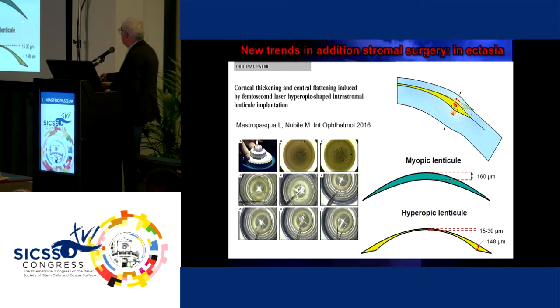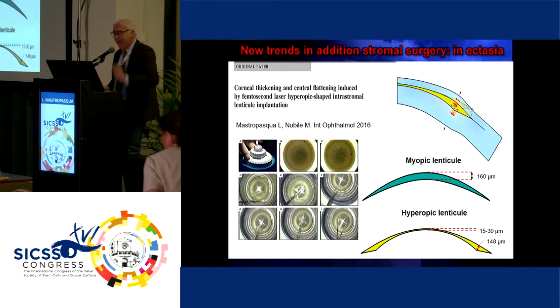Why? Because in ectasia we need two aims. First is corneal thickening. The second is central flattening. We need both contemporaneously to restore the problem of the cornea in keratoconus. If we put this, it's useless because we have an increase of curvature. We have thickening, but an increase of curvature. It is correct to implant a negative meniscus, because in this situation we have both flattening and thickening at the same time.